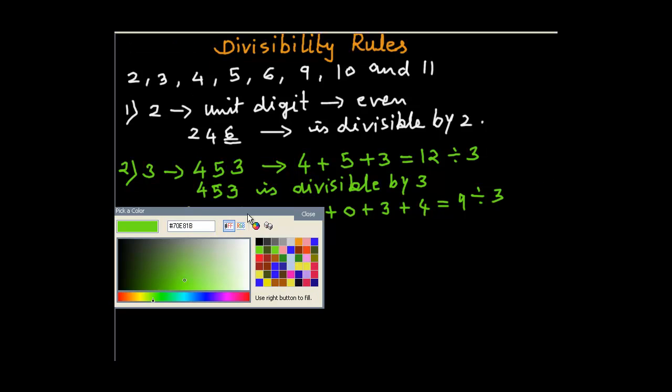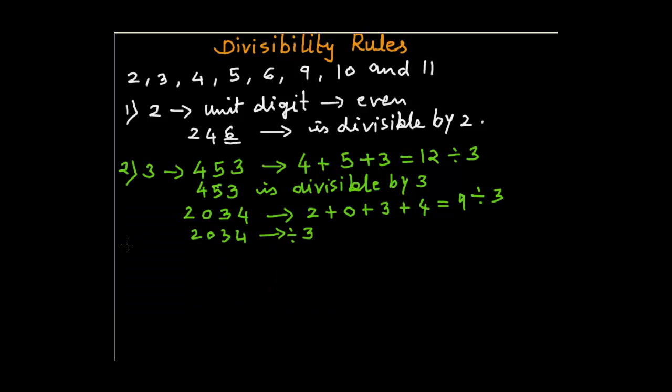Now let me explain the divisibility rule for 4. If the last two digits of a given number are divisible by 4, then the given number is divisible by 4. For example, 764. The last two digits, 64, are divisible by 4. So 764 is divisible by 4.